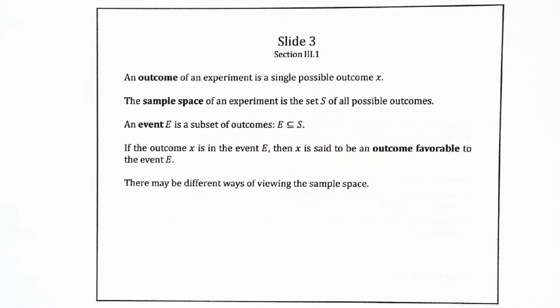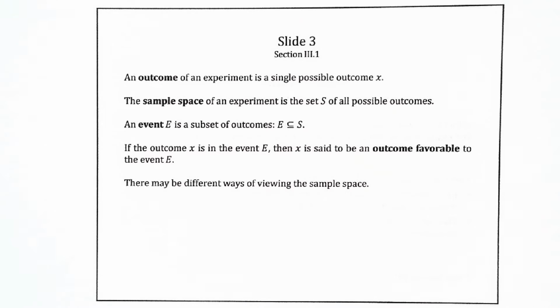Okay, so let's talk about some terminology. When we're talking about an experiment that we want to determine the probability for, an outcome is just one single possible outcome of the experiment. So, for instance, when we were rolling dice, we had 11 outcomes, 2 through 12. So each one of those numbers was a single outcome. The sample space of an experiment is the set of all the possible outcomes. So if I were to list those for that experiment, then that would just be the set from 2 through 12.